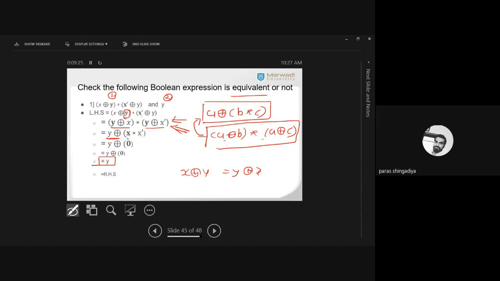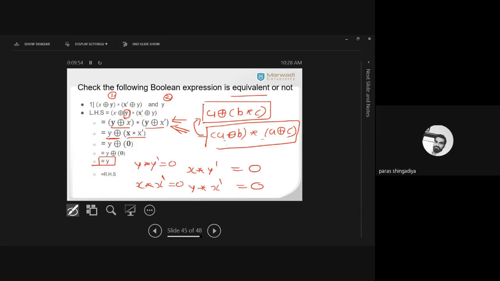Clear? Now what is the answer of x star x dash? The variable is the same, so it is x. If we have a different variable, for example x star y dash, it is not equal to the 0 element. Another, y star x dash is not equal to the 0 element. But if you have x with its complement, that will be the 0 element. y with its complement is equal to the 0 element.